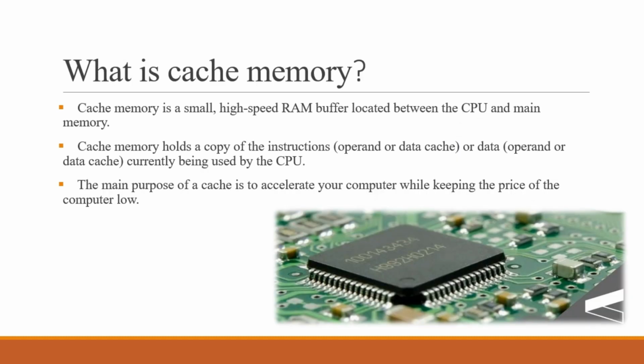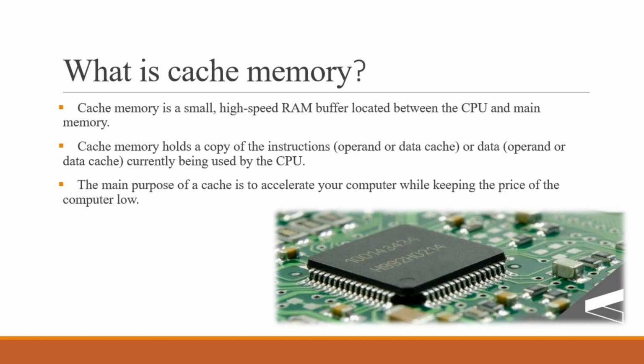So first we will see what is cache memory. Cache memory is a type of computer memory that is used to store frequently accessed data for faster retrieval. It is a small and fast memory that is located between the CPU and the main memory of a computer. Cache memory is a small and fast type of computer memory that is used to store frequently accessed data, and it acts as a buffer that helps to speed up the data access.